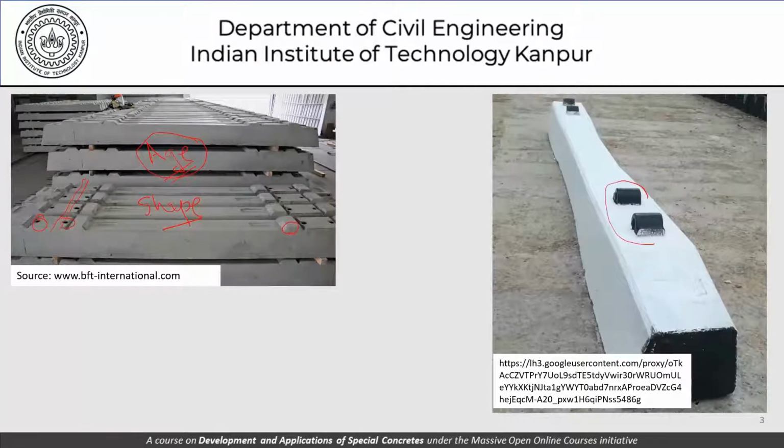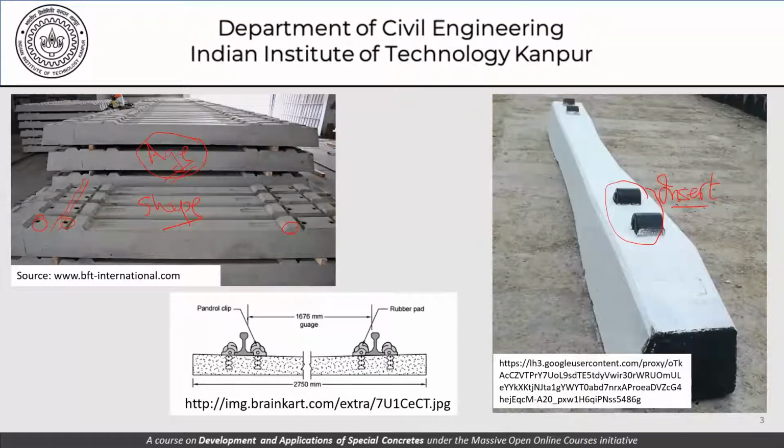Here is another picture of a sleeper with a different shape, as you can imagine. I chose this picture because these two inserts can be clearly seen in the picture. Now, this is a schematic sketch of the sleeper, and you can see that these are inserts. There is a rubber pad somewhere here. Let's not bother about the dimensions, because these dimensions and drawings depend on what kind of sleeper we are talking about, what kind of railway we are dealing with, and so on. But the principle, as we can see from all these pictures, is that these are inserts which have to be pre-placed at the time of fabricating the sleeper.